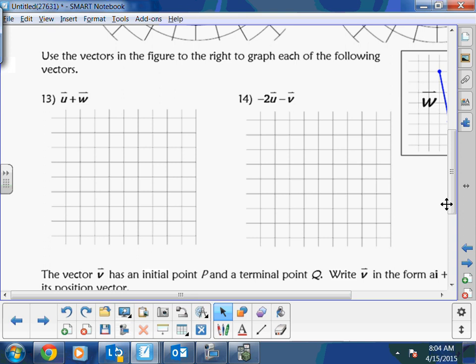I do want to get to this part, the reason being that with the first two examples, you have the general idea how to do the rest. Now, as far as these, it says use the vectors in the figure to the right to complete the following table. And it says add u and w.